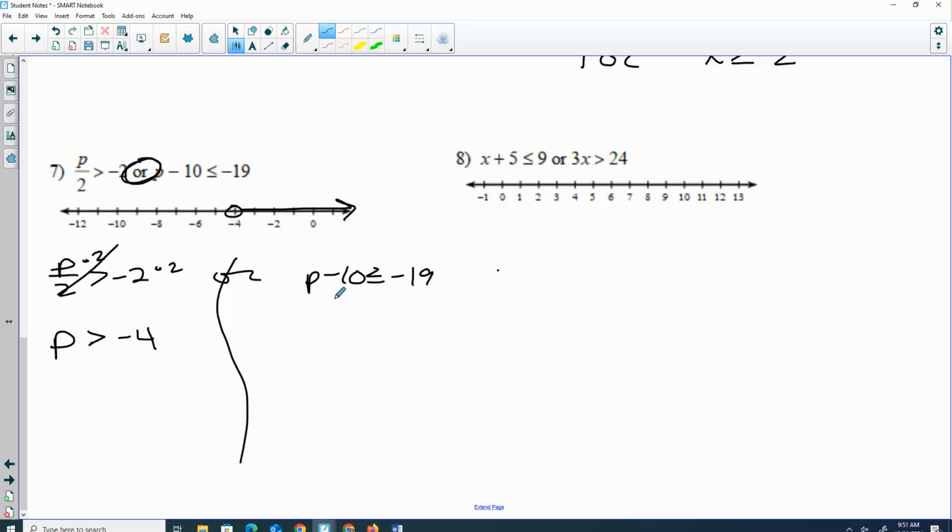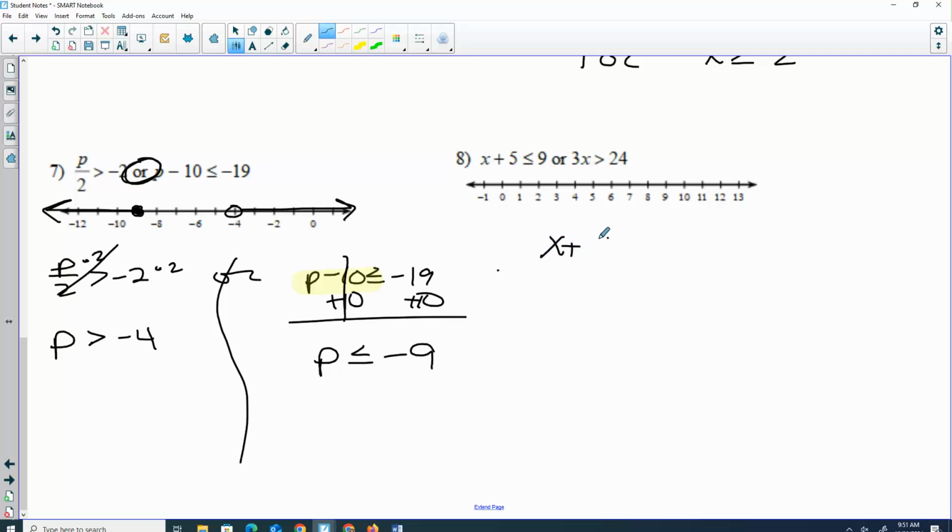All right, the next one. Kale, what would I do first? If we want to get p by itself, you have p minus 10. What's the opposite of subtracting 10? So we get p is less than or equal to negative 9. Nicole, open or closed circle? Closed, yep. And less than going to the left. So they go opposite directions just like we predicted.